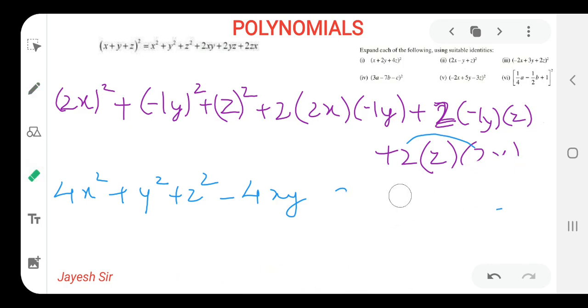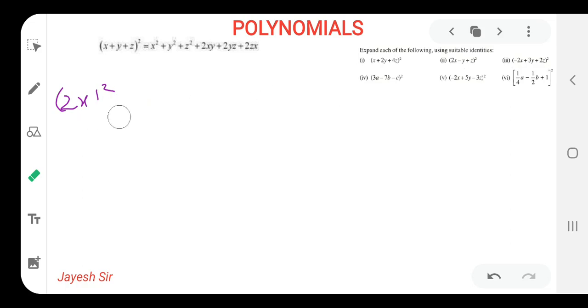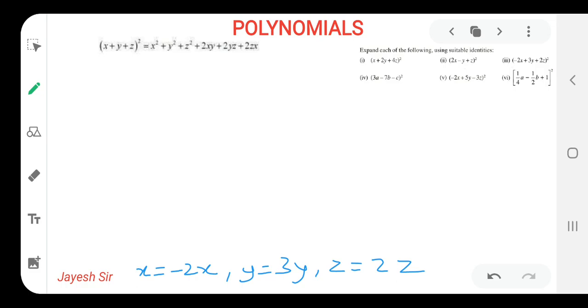In this way, we'll solve the third sum and the remaining 4 sums also, based on this concept only or by using that formula only. Yes, so let's begin with the third sum without wasting time. So first we'll assume the value. The value of x is -2x. Value for y is 3y, and value for z is 2z. That we can directly write from the question.